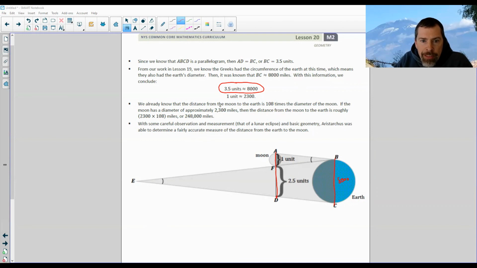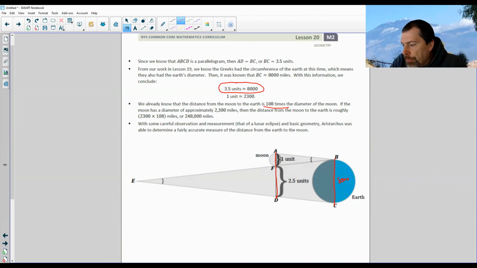We already know that the distance from the moon to the Earth is 108 times the diameter of the moon. Okay. If the moon has a diameter of 2,300 miles, then the distance from the moon to the Earth is roughly 2,300 times 108 miles, or 248,000 miles. With some careful observation and measurement of that lunar eclipse and basic geometry, Aristarchus was able to determine a fairly accurate measure of distance from the Earth to the moon.